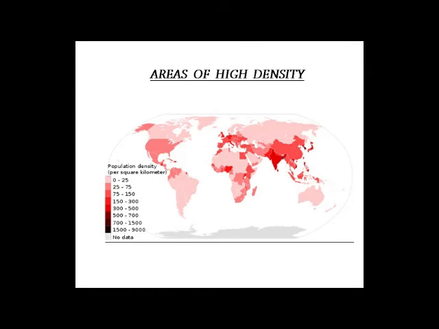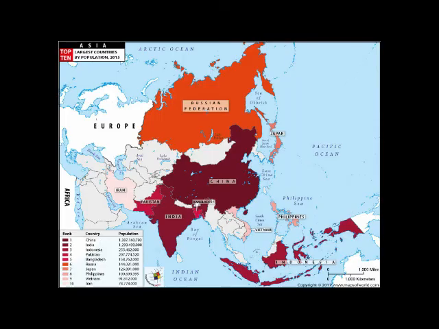The next one is areas of high density. Now areas with population density of more than 200 persons per square kilometers are areas of high density. Now the reasons for high density are the fertile soils, abundant water supply and moderate climate with industrialization. The higher density areas include Asia, Europe and eastern part of United States. Now in Asia, China, India, Bangladesh, Singapore, they have a very high density of population.